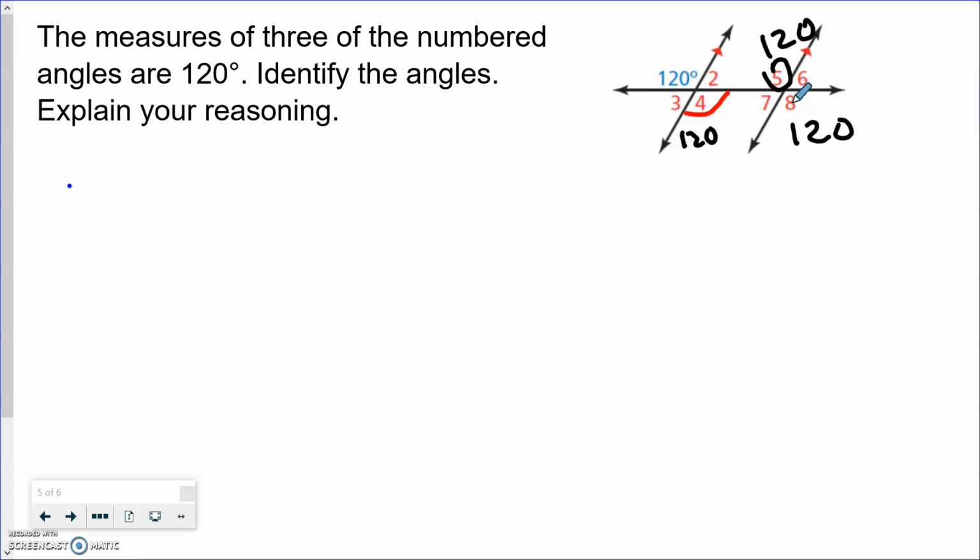By the way, since this is a line, the value of a line is 180, and so if this is 120, that means we have 60 left over here, and then vertical angles gives me another 60 there. Alternate interior gives me 60 here, vertical angles gives me 60 here.